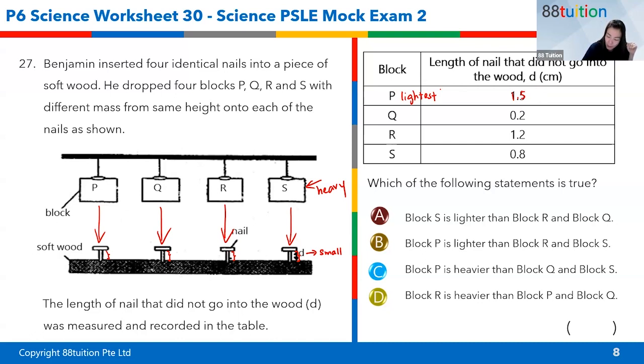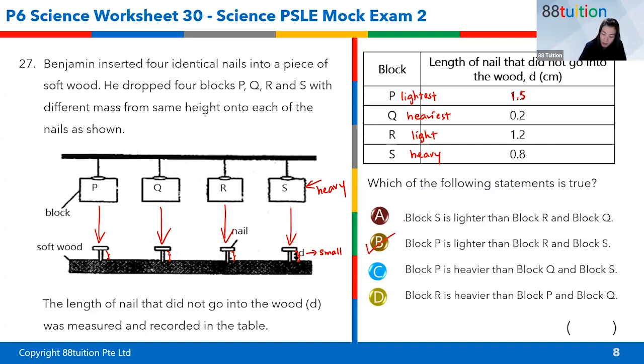Followed by, this must be the heaviest. Why? Because the length is very, very small, only 0.2. So Q is the heaviest, P is the lightest, R is in-between, S also in-between. So this is heavy, this is light, and then P is lightest. Can you see this now? So do you understand why the answer is actually B?